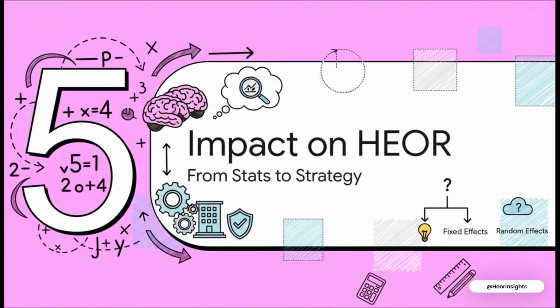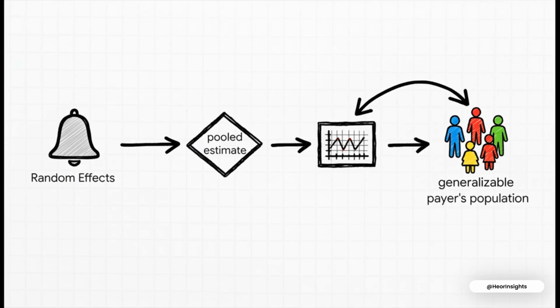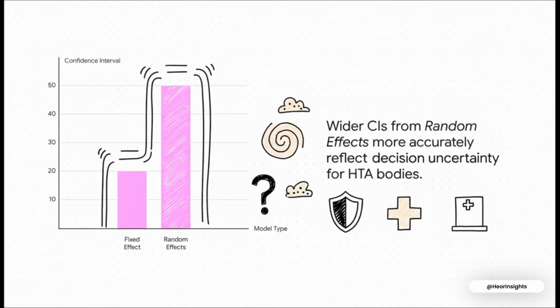The choice you make here isn't just an academic exercise. It has very direct, very tangible consequences for the core deliverables that we submit to payers and regulatory agencies. Think about your cost-effectiveness models. The pooled estimate from your meta-analysis is what you use for key inputs like transition probabilities. And the random effects estimate is often preferred here because it's seen as more generalizable. By factoring in the variability between studies, it gives you an average effect that isn't overly dependent on any one study's specific population.